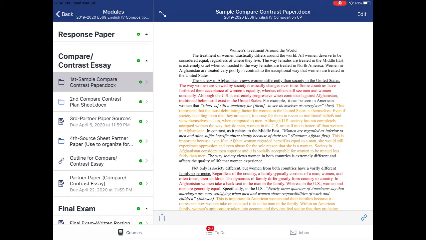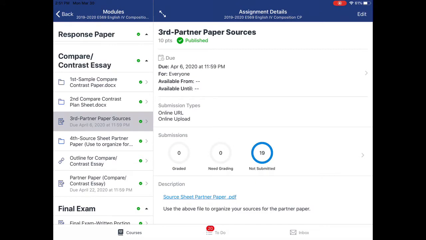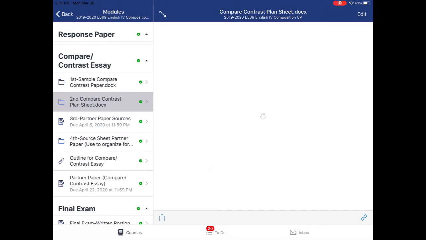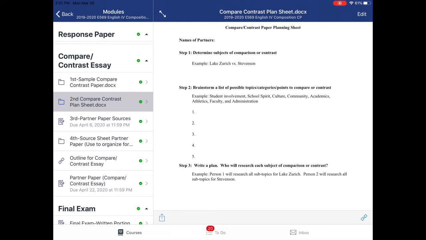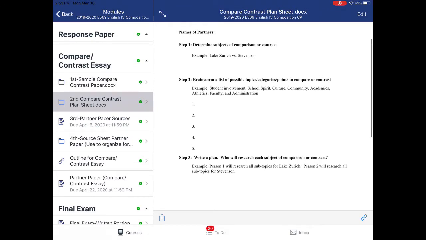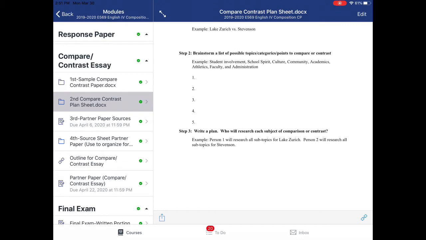So if you have your partner, your goal for the week by April 6th is to turn in this partner paper sources check. So to help you plan, I have this planning sheet for you and your partner. And so you can open this up in Notability. It's going to be easier. So determine what you want to compare and contrast. That's your first step. And have your second step. What are some possible topics or categories that this compare and contrast can have? And so you're only going to do 4 topics regarding these compare and contrast essays.